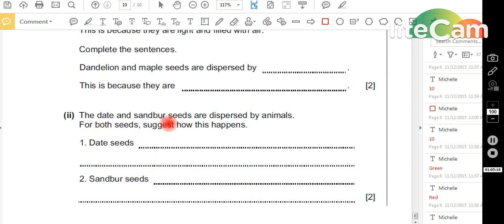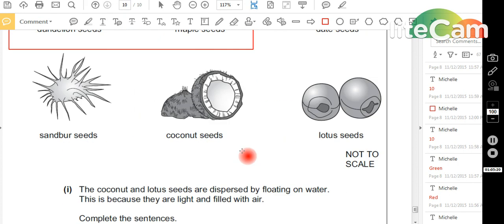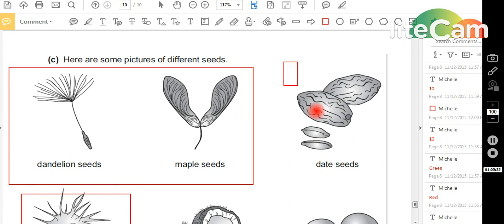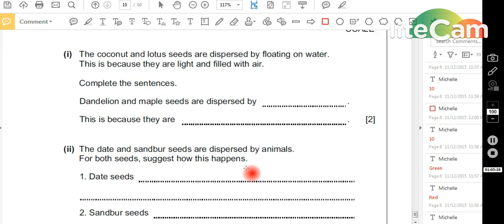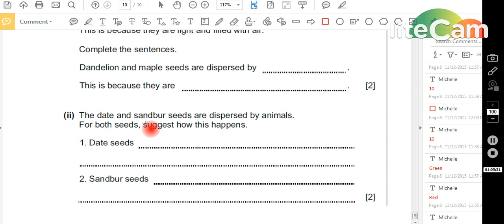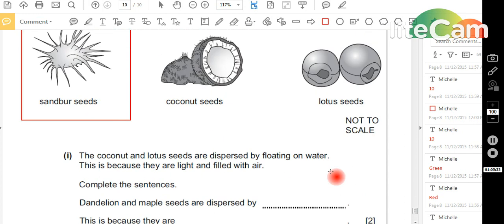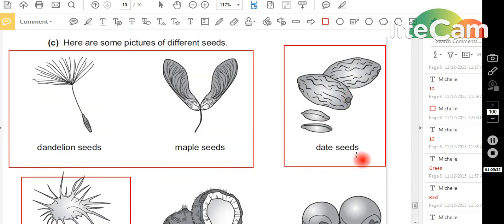The date and the sandburr seeds are dispersed by animals. Here we've got the sandburr and here we've got the date. For both seeds, suggest how this happens. So how will the date seed be dispersed by animals? Yes, they will eat it. It's a nice fruit. And then the seed goes out with the excretion and it will fall on the ground in a different place and it can grow there.